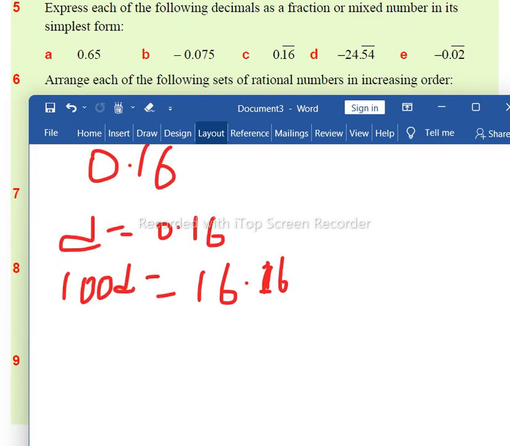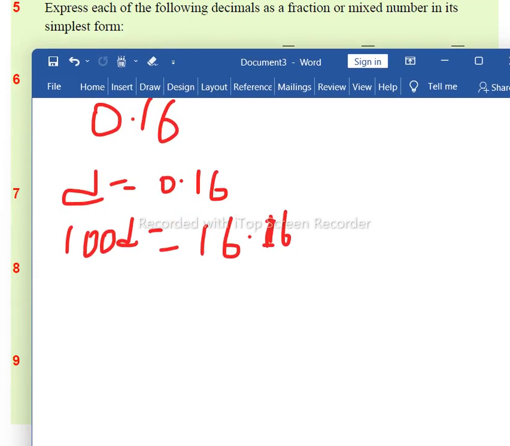60.16, 16.60. So after that we can subtract from this number, this or above. Let us subtract from 100 D. When we subtract D from 100, we get 99 D. 99 D is equal to, we subtract 60.60.